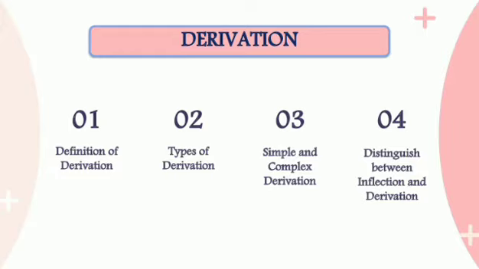And there are four topics in this section. First is the definition of derivation. Second is types of derivation. Third is simple and complex derivation. And the fourth is distinguishing between inflection and derivation. So let's get started.